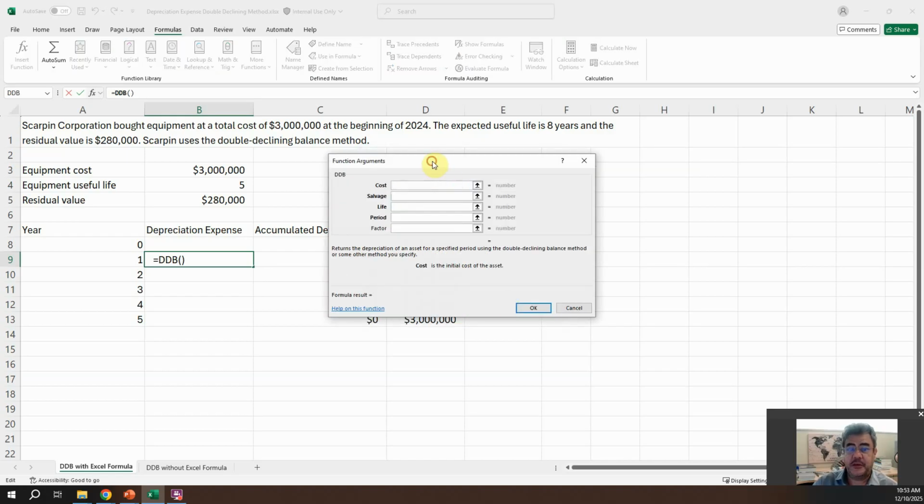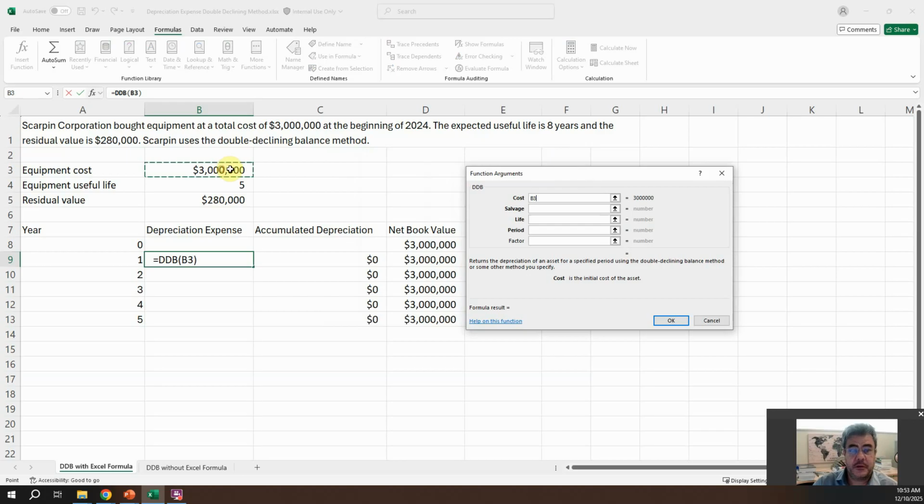So, okay, let's see the cost. $3 million. Let's fix it. The salvage value or residual value, 280. But why do we need it if we don't use it to calculate it for the last year? So for the last year, we need it. Useful life, 5. And why are we fixing it? Because we will copy and paste for the next years. Period, first year. Then we don't fix it.